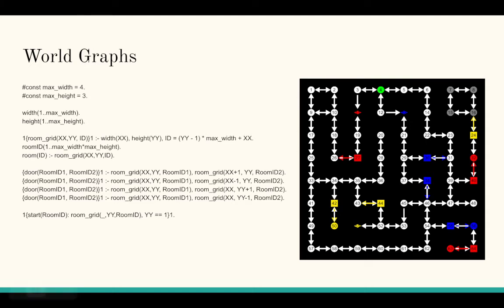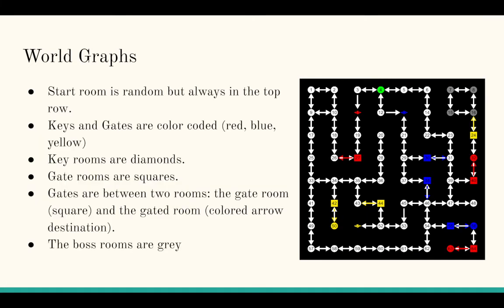And then we have a start room. There's exactly 1, so there's a 1 and a 1 on the outside of the curly braces. It randomly picks one where Y is equal to 1, because I want it to be at the top. We want the entrance to be at the top. So the start room is random, but always in the top row.